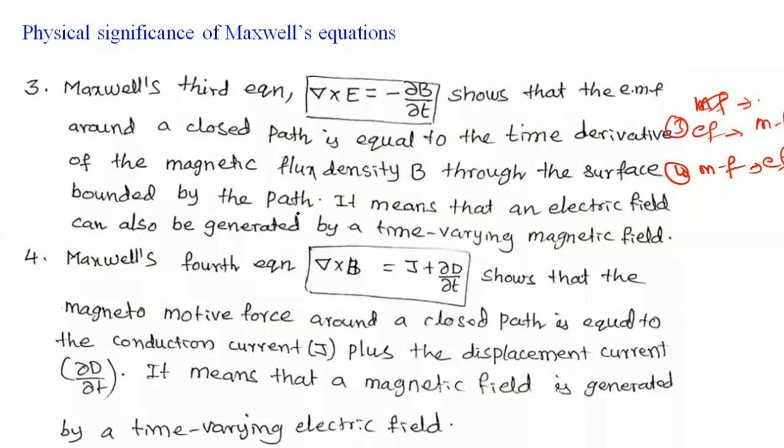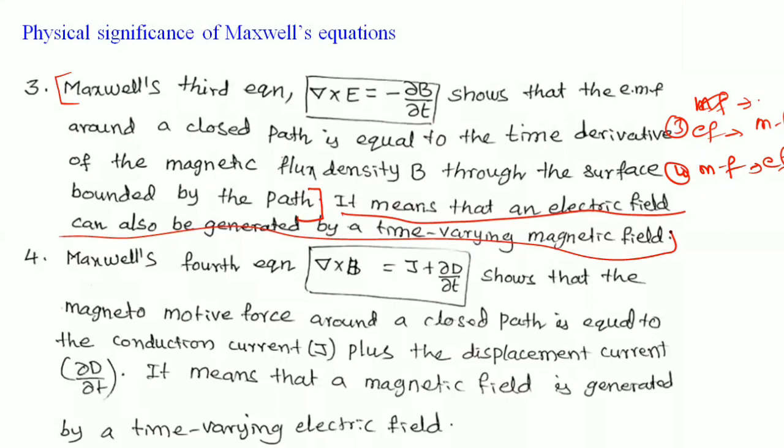So up to here, you can write Maxwell's third equation in your own words. But this is the physical significance of the Maxwell third equation. What is that physical significance? It means that an electric field E can also be generated by a time varying magnetic field B, dou by dou T of B. That is the time variation or rate of change of magnetic field induction B.